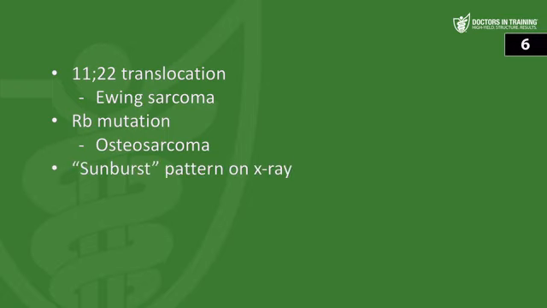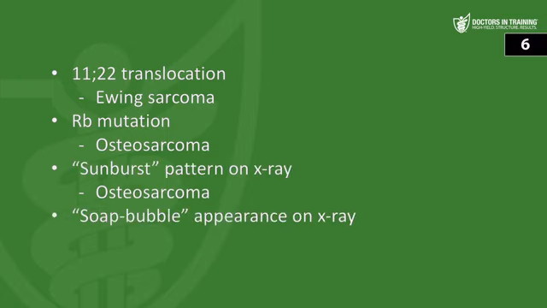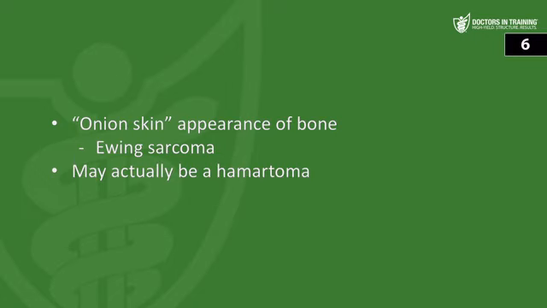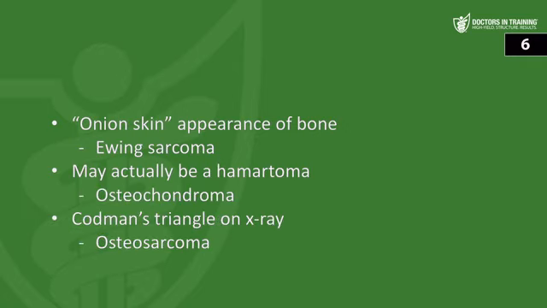Sunburst pattern on X-ray is an osteosarcoma. A soap bubble appearance on X-ray, remember soap is clean, so that's an osteoclastoma. And then onion skin appearance of the bone, wings and rings, that's Ewing sarcoma. May actually be a hamartoma is osteochondroma. Remember, that's that chunk of bone and cartilage just stuck on the end of a bone. And then Codman's triangle on X-ray is osteosarcoma.